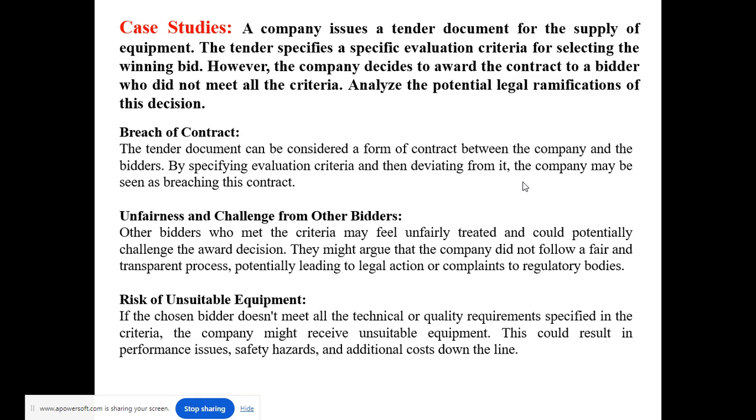There is also a risk of unsuitable equipment. If the bidder does not meet all the technical or quality requirements in the criteria, the company might receive unsuitable equipment. This could result in performance issues, safety hazards, additional costs, and maintenance costs. The supply of such equipment can even lead to death or casualties for the workers on the site.